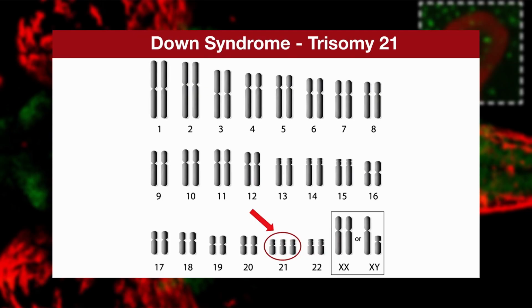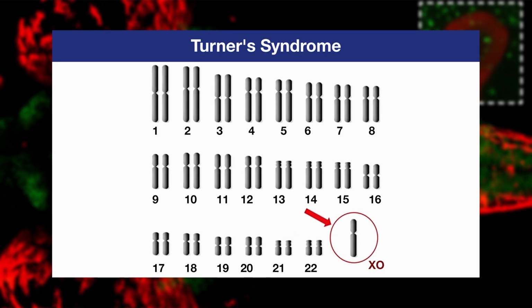Non-disjunction during meiosis I or II results in gametes with abnormal chromosome numbers, leading to aneuploidy. Trisomy 21, Down syndrome, or monosomy of the X chromosome, Turner syndrome, can result, causing developmental or health issues, underscoring meiosis precision.